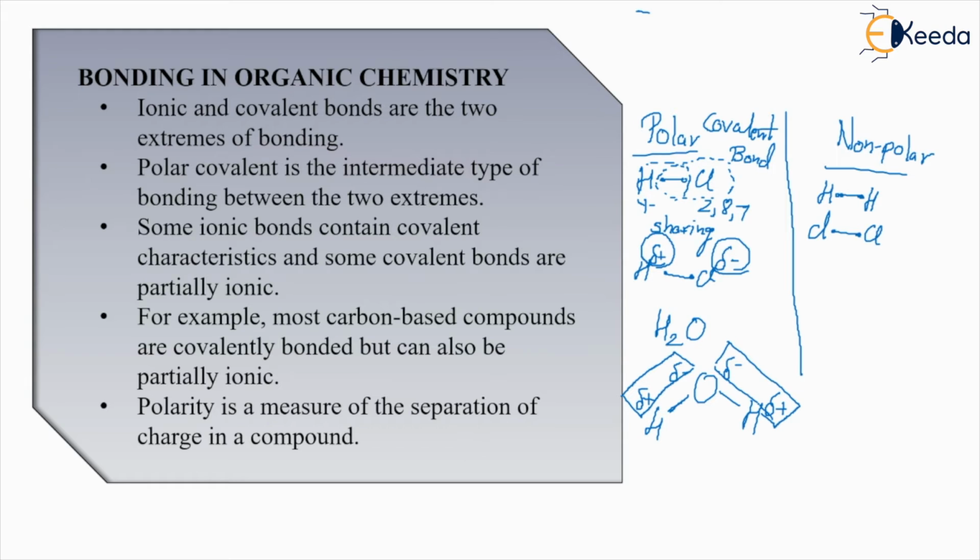Polar covalent is the intermediate type of bonding. It is between the ionic and the covalent. For example, most carbon-based compounds are covalently bonded, but can also be partially ionic in nature. Polarity is a measure of separation of charge in a compound. So you can see there is separation of charge, the negative charge and the positive charge. Over here also negative charge and the positive charge.